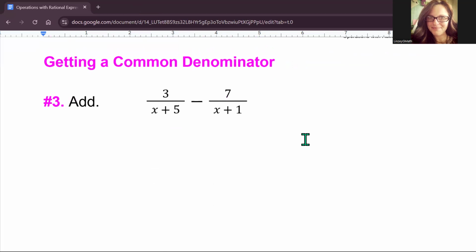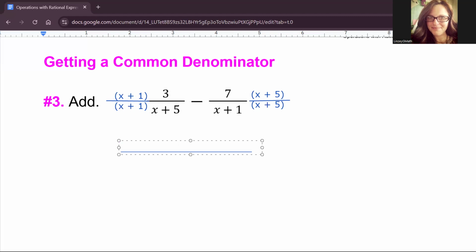Getting a common denominator. So we've got x plus 5 and x plus 1. I'm going to multiply by x plus 1 over x plus 1, which is essentially 1. And that'll give us a common denominator of x plus 1 times x plus 5. And over here, we'll multiply by x plus 5, top and bottom. And that'll give us a common denominator. So we get a common denominator of x plus 1 times x plus 5.